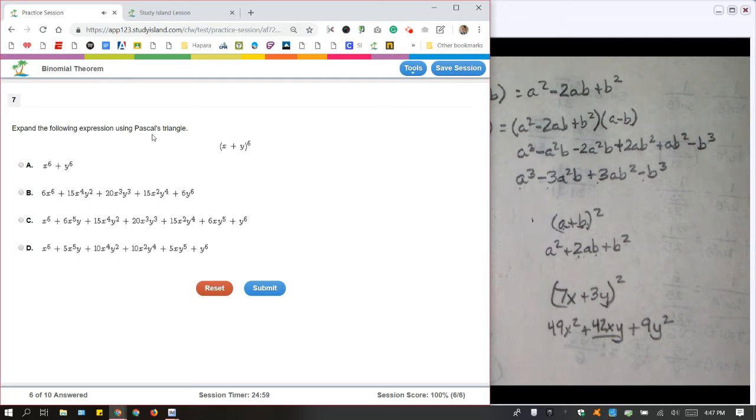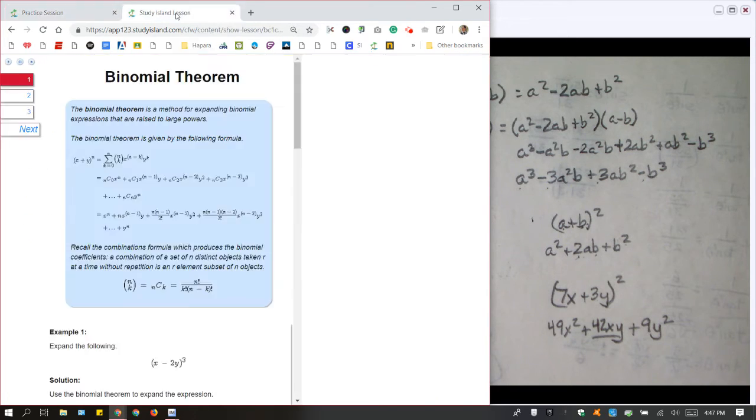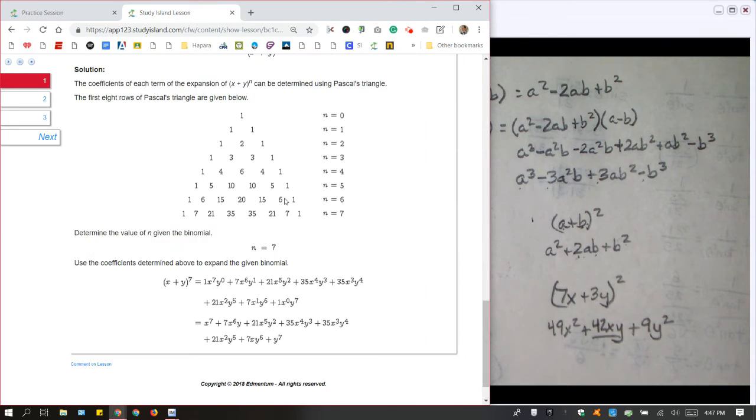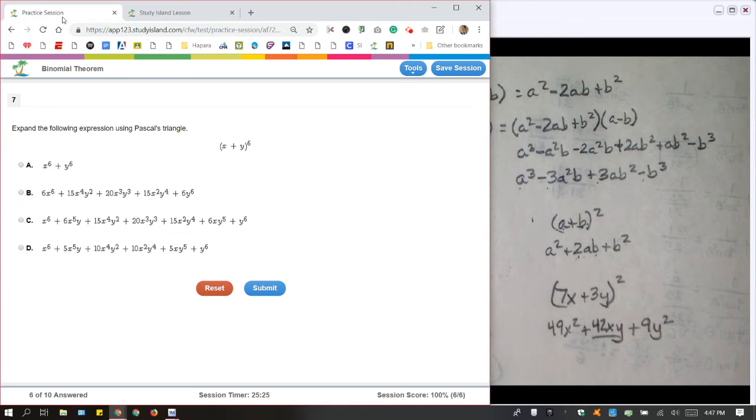Expand the following expression using Pascal's triangle, x plus y to the 6th power. So we go ahead and look at Pascal's triangle. It's right here. We're going to use where n equals 6. That's n is the exponent that we're using. It should be the 7th row, or there should be 7 terms. 1, 2, 3, 4, 5, 6, 7. There it is. So I have 1, 6, 15, 20, 15, 6, 1.